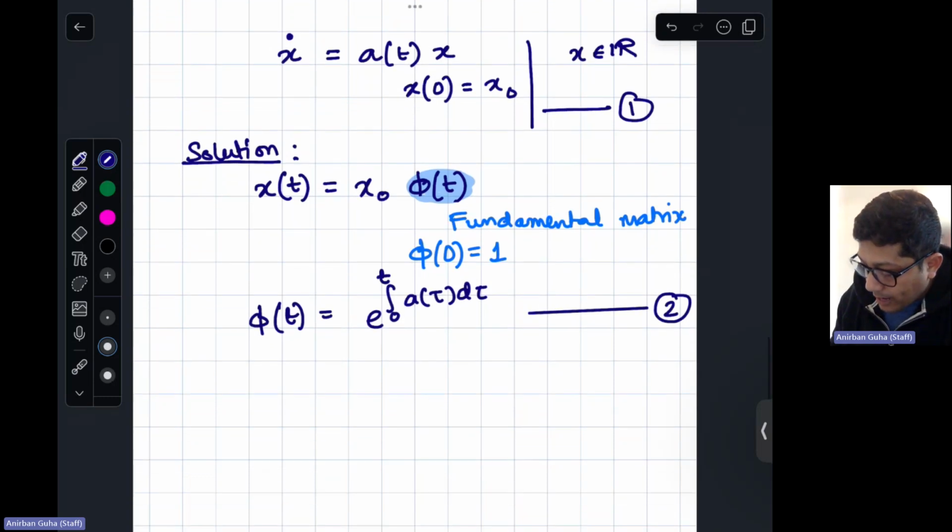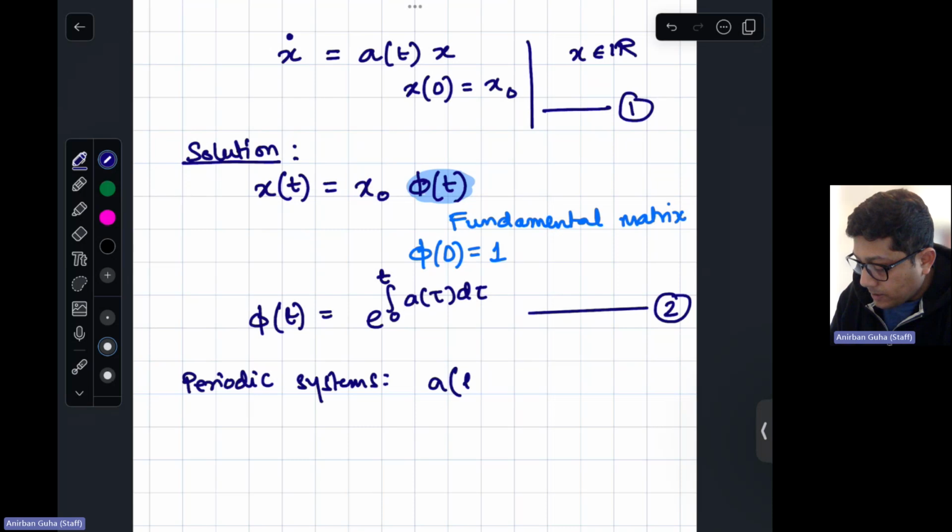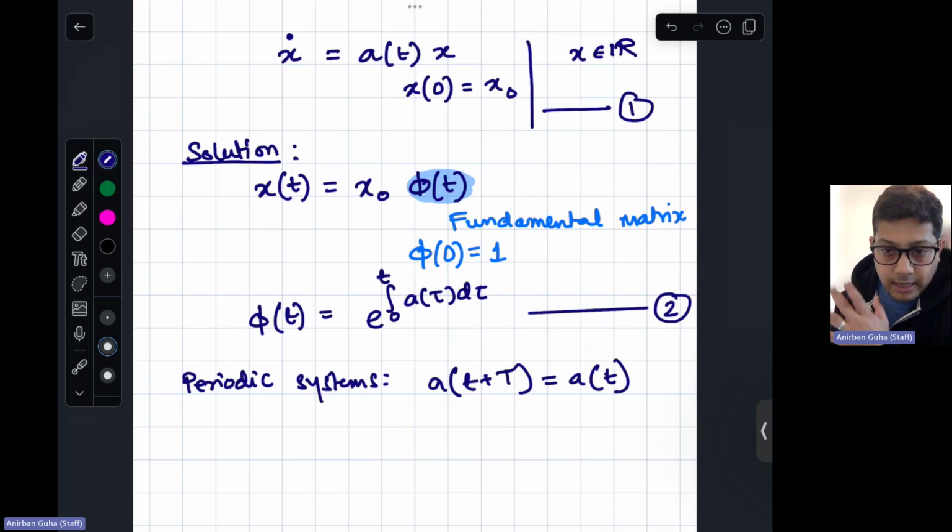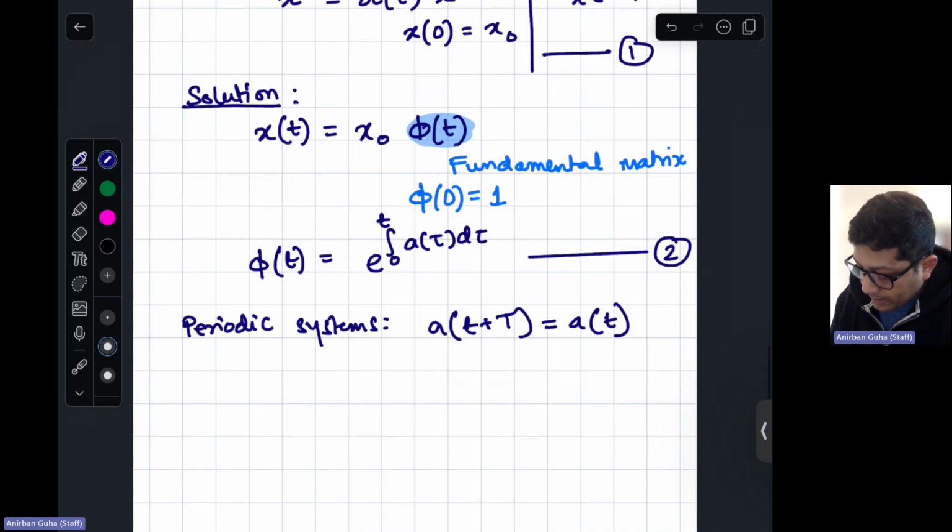Now we have to see what happens for periodic systems, because that is what is more important for our study. Periodic systems, which means say a(t plus capital T) is a(t). So it's a T-periodic system. And for that, we found some interesting results.